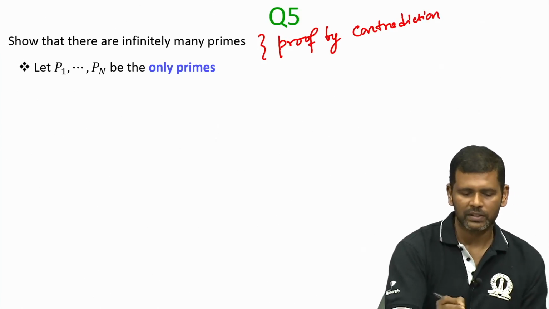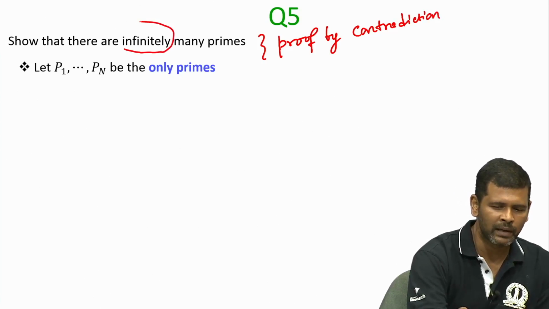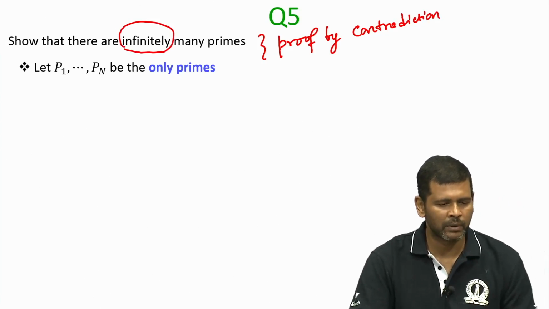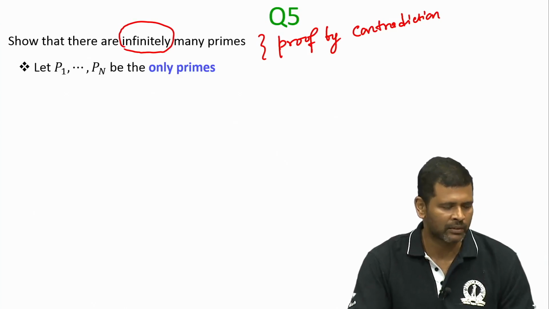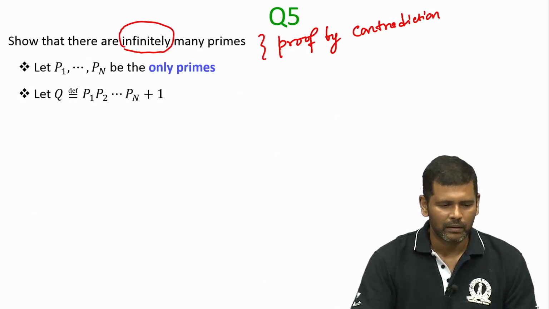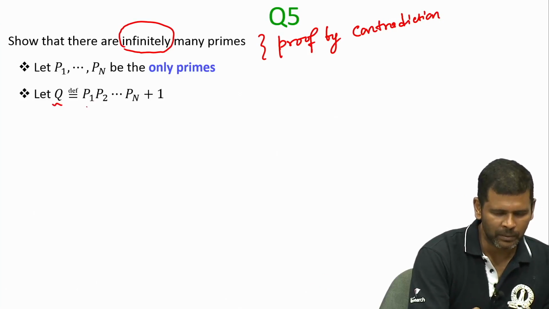So, the statement I want to prove is there are infinitely many primes, but I assume a contradictory statement that there are only a finite number of primes, say n primes, n could be anything, it could be 2, 3, 4, anything. Now, what I do is I define a new number q which is the product of my finite number of primes, which I am assuming to exist, plus 1.